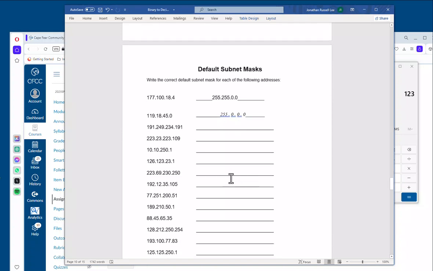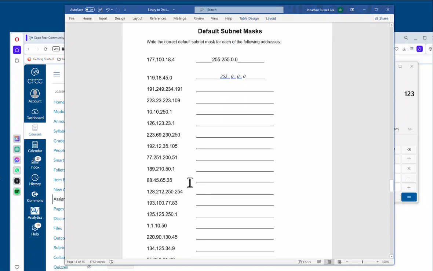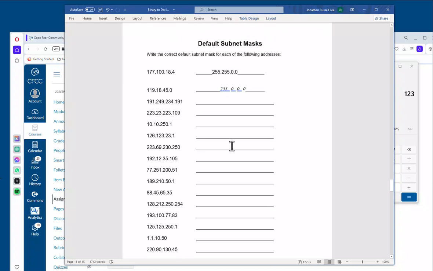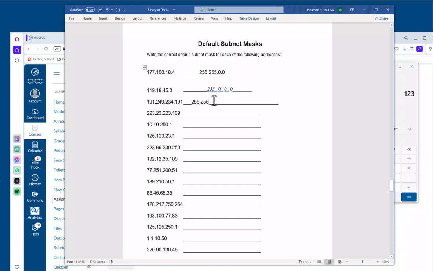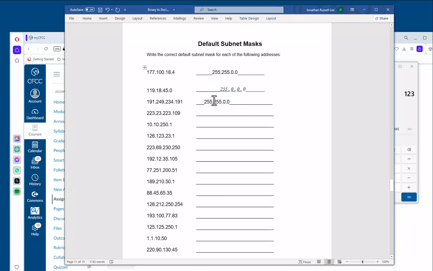And okay, default subnet masks. This is like the same thing we did a few minutes ago where we were determining whether it's class A, B, or C. For this one, is this a Class A, Class B, or Class C? Well, it starts with 191. That makes it a Class B. So the subnet mask is 255.255.0.0. And get rid of some of those extra dashes.